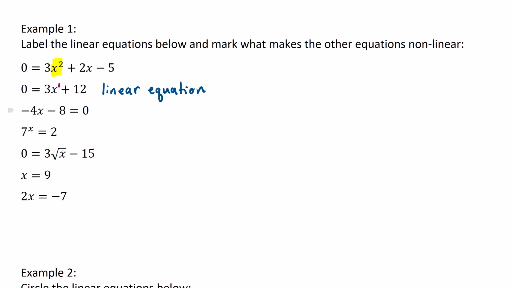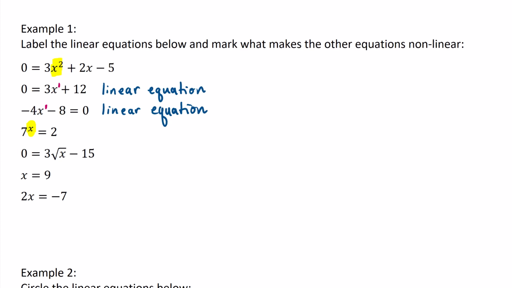Negative 4x minus 8 equals 0, again has a degree 1 or exponent of 1 on that x, and so this is also a linear equation. Seven to the x equals 2 has the x as an exponent, and so this one is also not linear. And we should probably just highlight that x as the exponent because that is what makes it not linear.